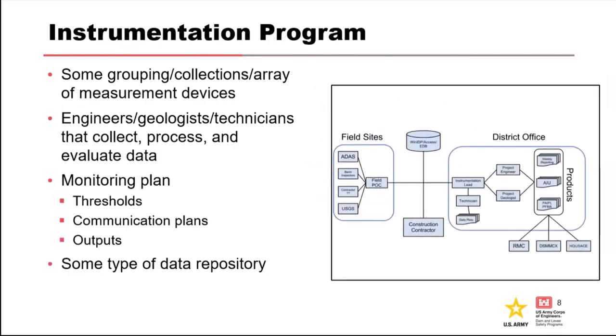So what is an instrumentation program? It includes not only the instruments, but also the staff that collect the data in the field and post-process and evaluate that data. Army Corps projects should have a surveillance and monitoring plan on the books that describes these instruments, uses historic data to evaluate past performance, as well as establishing threshold levels and what actions are required when thresholds are exceeded.